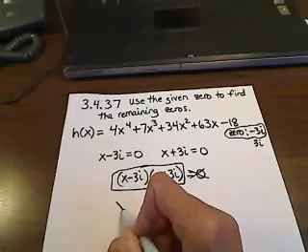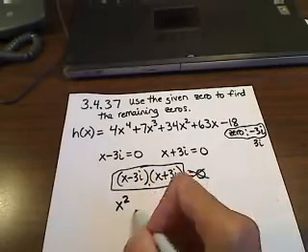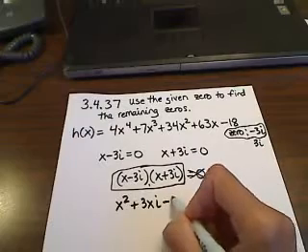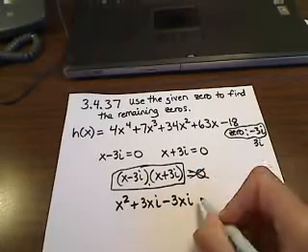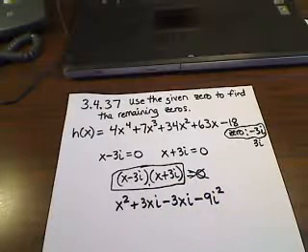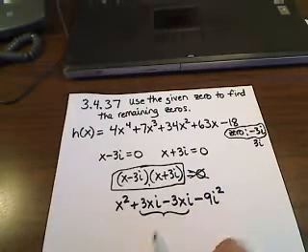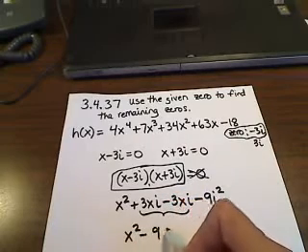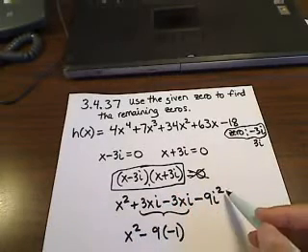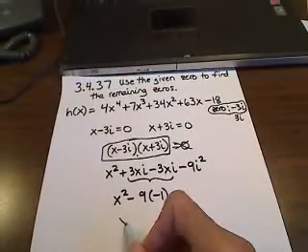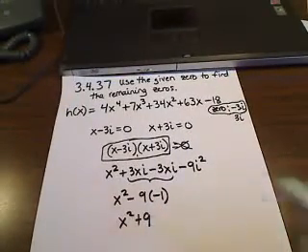Okay, so the first is x squared. The outside is a positive 3xi. The inside a negative 3xi. And the last is a negative 9i squared. Okay, these two add to be 0. And i squared is a negative 1. So I can plug a negative 1 in for the i squared. And this is going to become x squared plus 9.